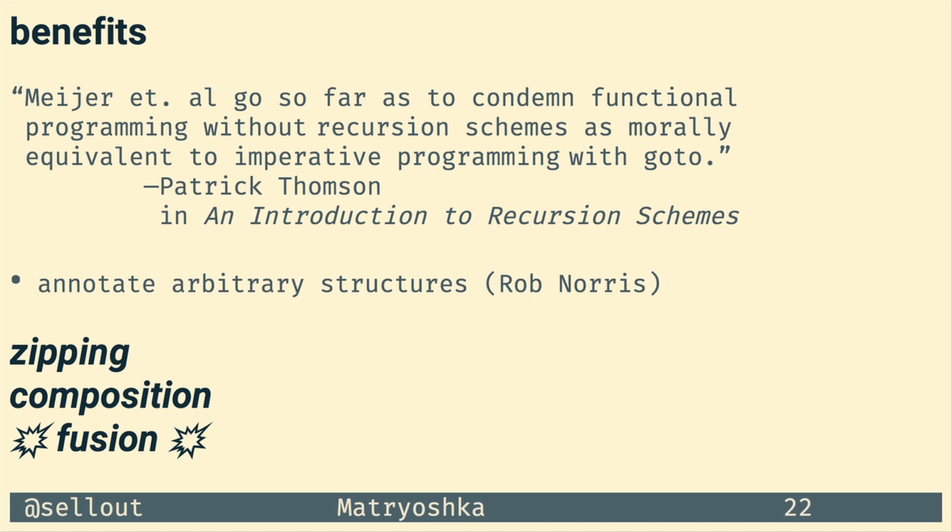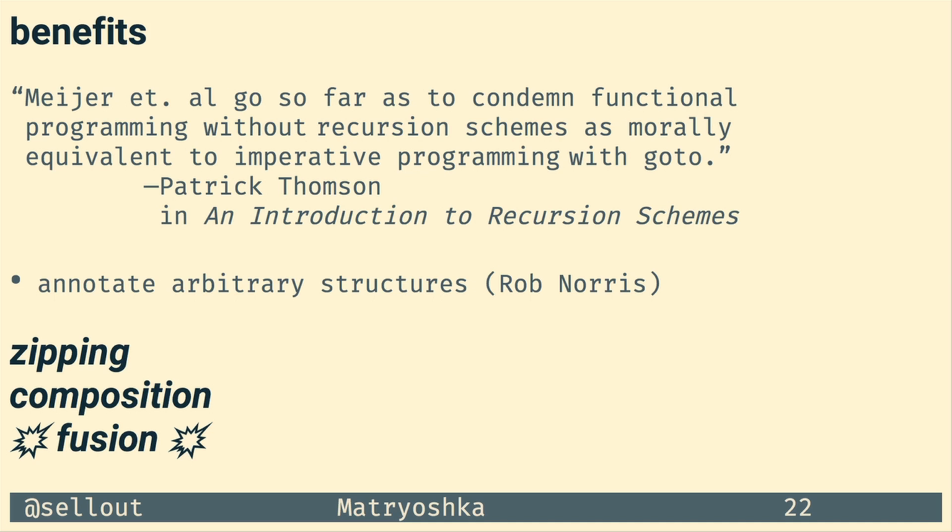So yeah, there's a ton of benefits you get from this. As Patrick Thompson paraphrased, his paraphrase is much better than the original, Meijer et al. go so far as to condemn functional programming without recursion schemes as morally equivalent to imperative programming with GOTO. So hopefully that chastises everybody into looking into separating the recursion from their business logic. It might be a little strong. I feel like there's still a lot of cases where it's not obvious how to map these things, although there's always more research in this stuff. You can do interesting stuff like annotating arbitrary trees without having to create new structures. Rob will talk about that in his talk tomorrow, I think.